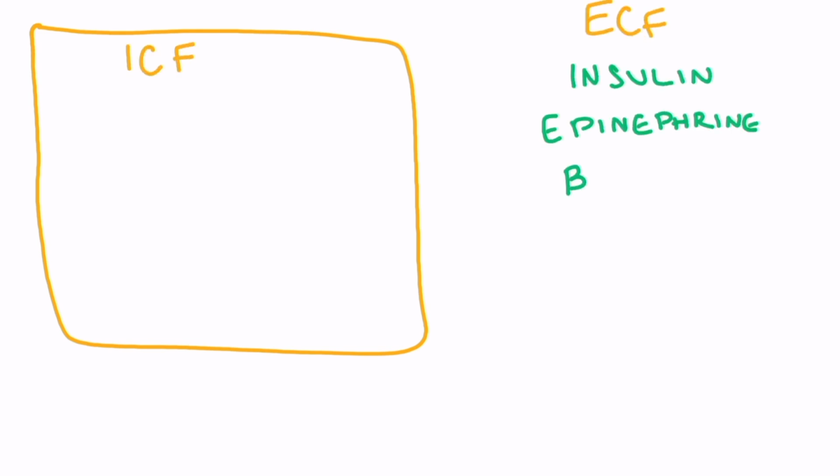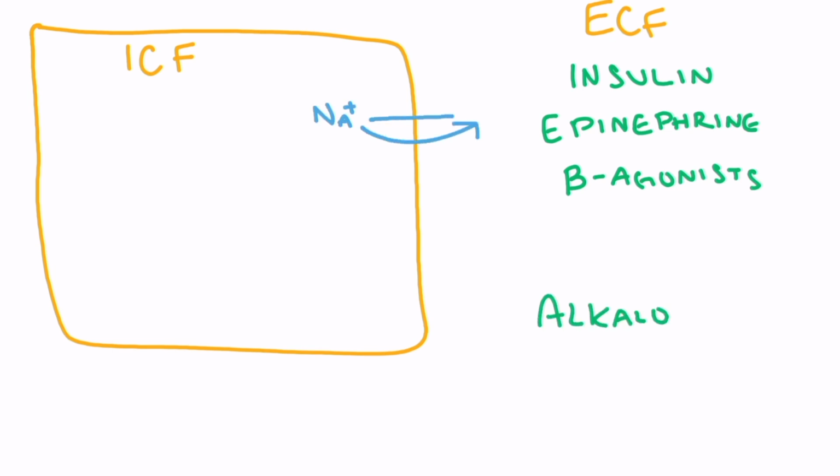Let's illustrate what causes potassium to shift into the cell, resulting in hypokalemia. So here is a cell. The inside of the cell will be ICF, and outside of the cell will be ECF. Insulin, epinephrine, and beta agonists drive potassium into the cell by activating sodium-potassium ATPase. Additionally, alkalosis causes extracellular secretion of hydrogen ions in exchange for potassium.